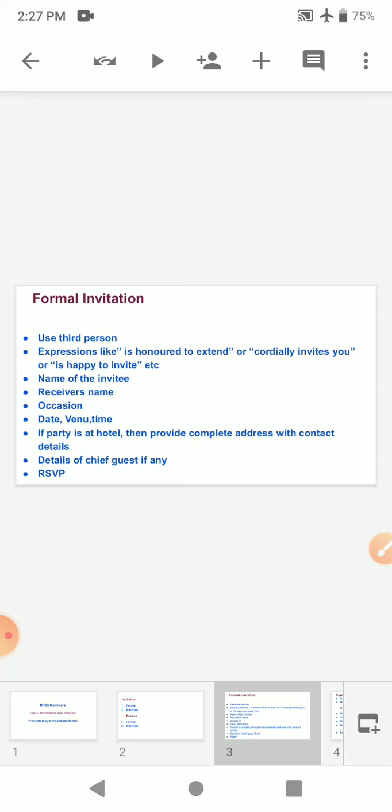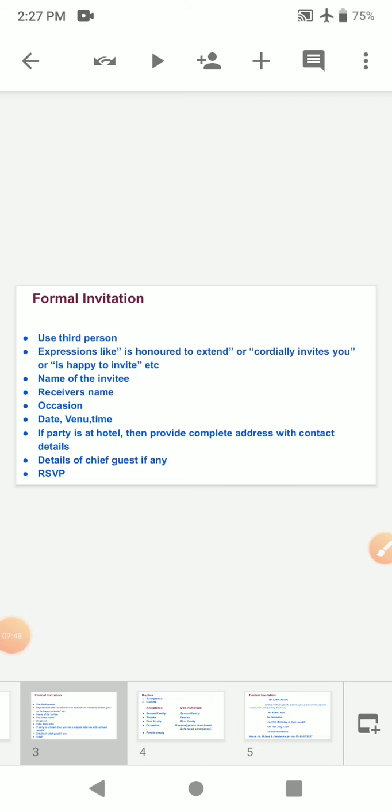Then we have this RSVP, which is basically short for a French phrase which means please respond or please reply. So you give extra details there. In some formal invitations, like a wedding invitation, carry the expression RSVP. As I told you, this is a French word and we use it. It means please reply, which means reply if you please, and then you give proper contact details.